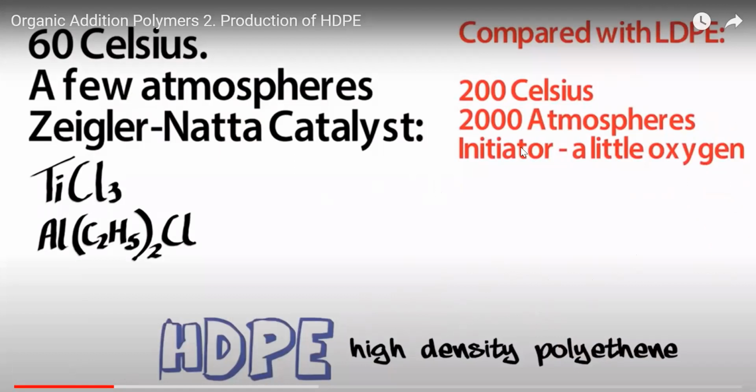Okay, so again, the conditions for LDPE usually involve a very high temperature, higher than the normal temperature, 200 degrees Celsius, and a very high pressure. With HDPE, we actually prepare this using the Ziegler-Natta catalyst. And what's the Ziegler-Natta catalyst? This one, titanium trichloride, titanium chloride, and aluminum diethyl chloride here, at a very low temperature and low pressure.